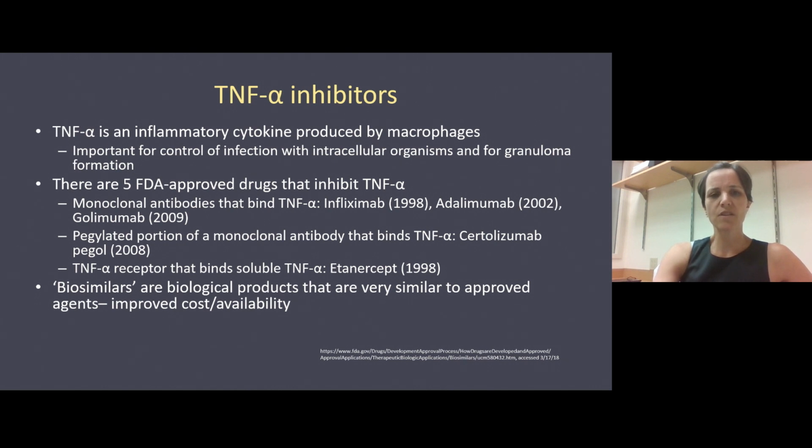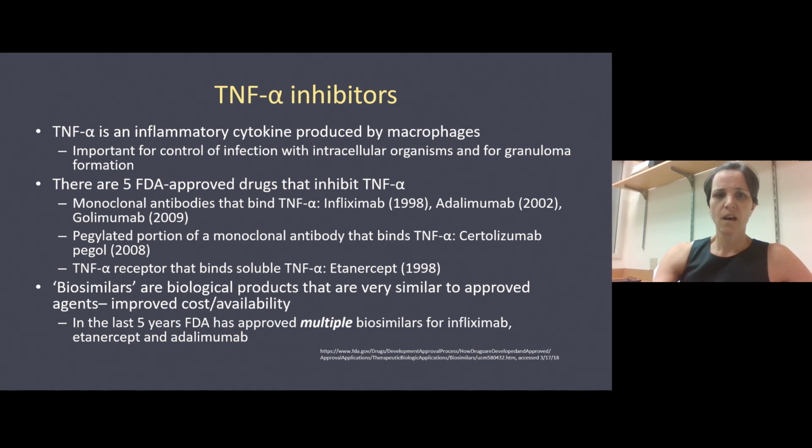So there's also this whole host of drugs now called biosimilars that are biological products that are very similar to approved agents. They have improved cost and availability, though. So just know that in the last 5 years, the FDA has approved many biosimilars for infliximab, etanercept, or adalimumab. So if you're unfamiliar with the name, you should Google it. Honestly, that's how I do it, or do your Bing search, whichever search you prefer, to figure out which drug it's similar to if you're wondering.